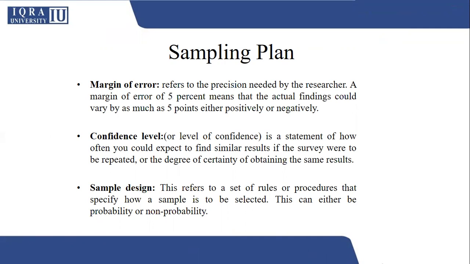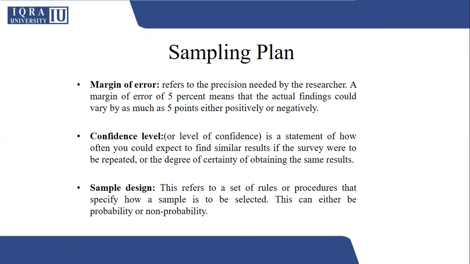Confidence level. Confidence level is a statement of how often you could expect to find similar results if the survey were to be repeated, or the degree of certainty of obtaining the same result. You must have heard 95% confidence level. What is that? It means 95% of your data have similar result. If the survey is repeated, the degree of certainty of obtaining the results will be same, right?